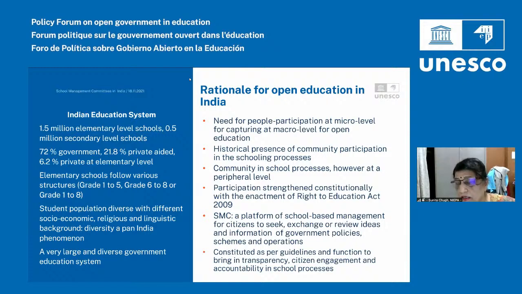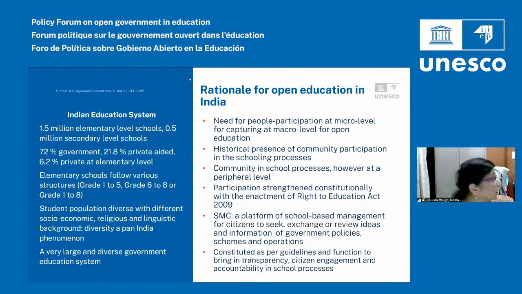As far as school management committees are concerned, they have not emerged suddenly. There is a history behind it, and that is the historical presence of community participation in the schooling processes. India has a long tradition of community participation in the schooling processes by donating land, or paying the salaries of the teachers, and ensuring attendance of students. In ancient times, there were community-owned schools.